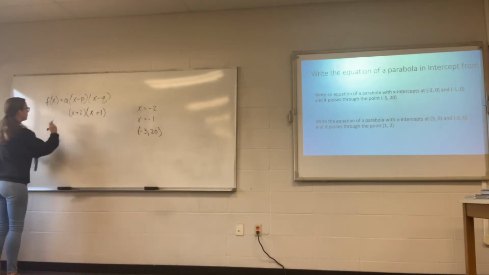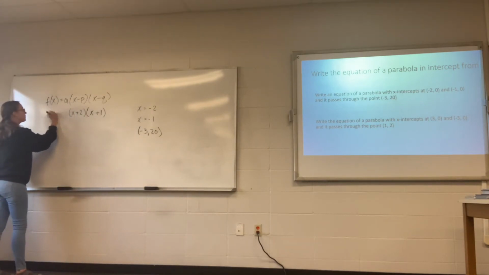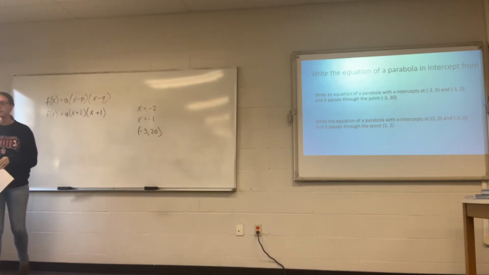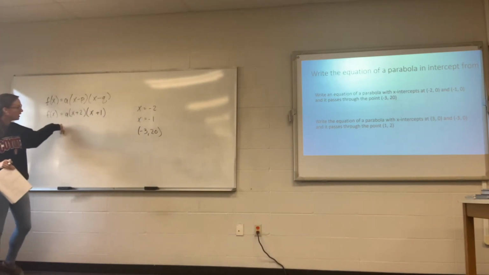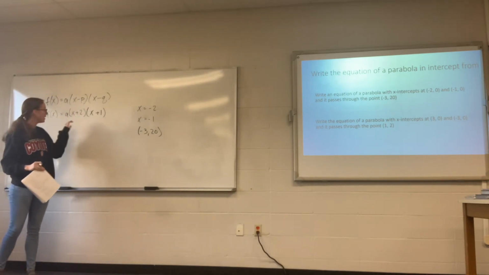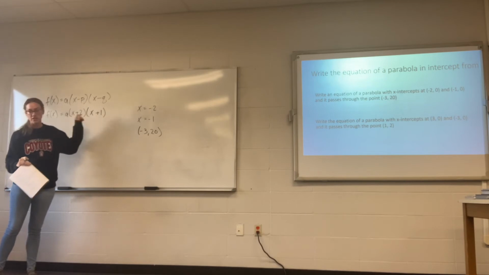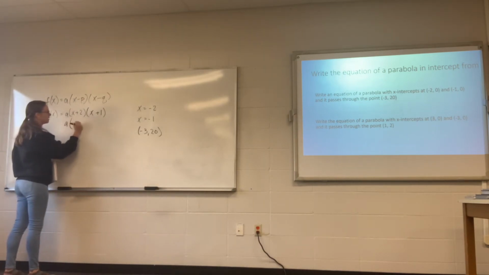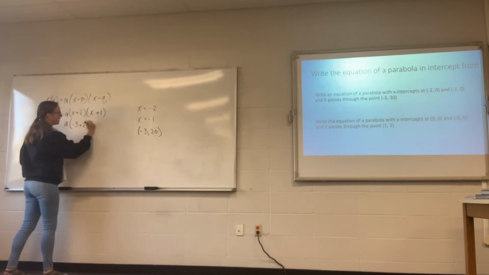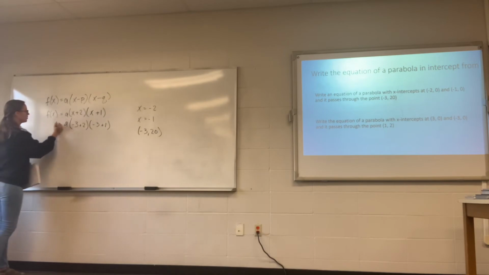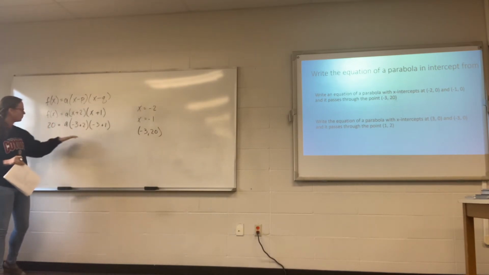All right, so then we have this f of x still, and then we need to go ahead and solve for our a value. So to solve for a, I have this point (-3, 20). Well, I'm going to put the -3 in for both of my x values. So I would have a times (-3 + 2) times (-3 + 1) is equal to 20. Okay, so that would be it all set up.